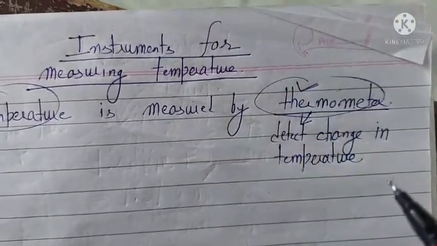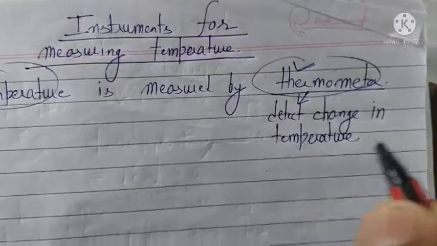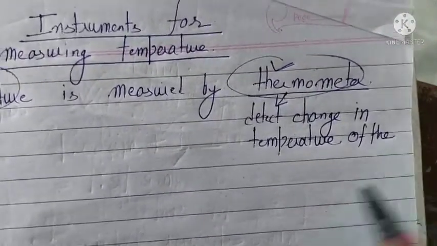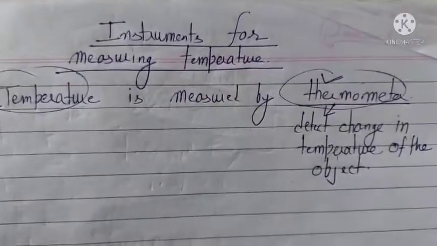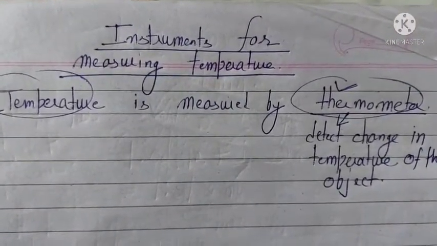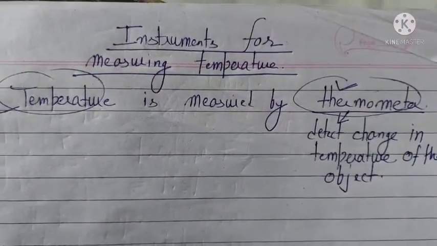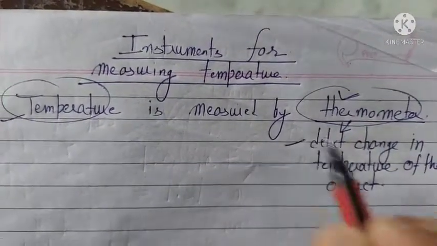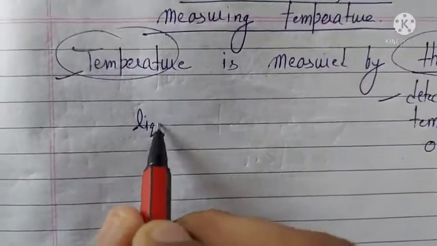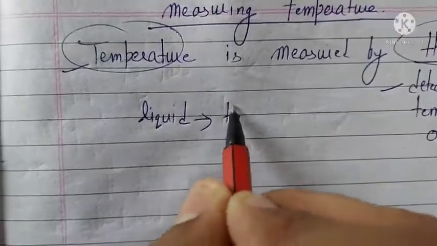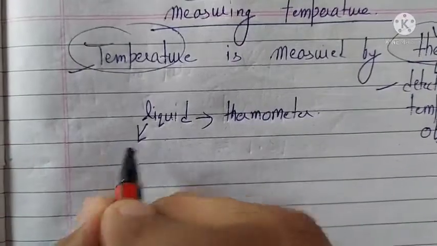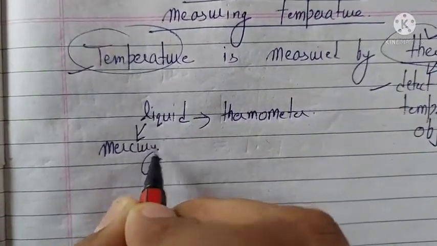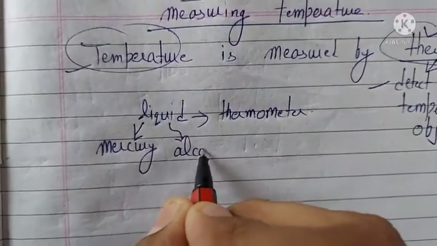This thermometer will detect the change in temperature of the object. Suppose you are placing that thermometer into an object like a liquid, or below your tongue, then it will detect the change. Mainly a liquid is filled in this thermometer. That liquid can be mercury, and that liquid can be alcohol also.